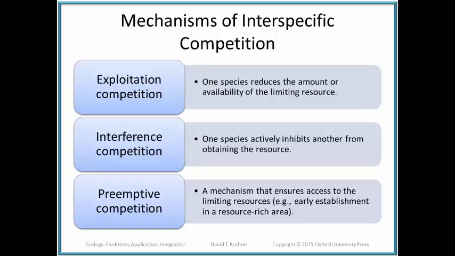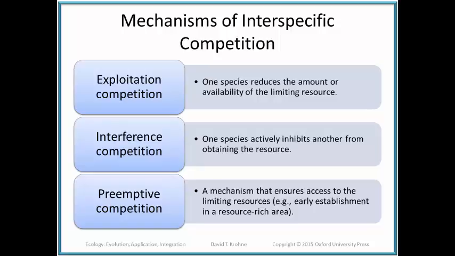There are a variety of mechanisms of interspecific competition. I'm just going to define them here, and we'll talk more about them in class. Exploitative competition is competition in which one species reduces the amount or availability of a limiting resource. Whereas interference competition is when one species actively inhibits another from obtaining that resource.